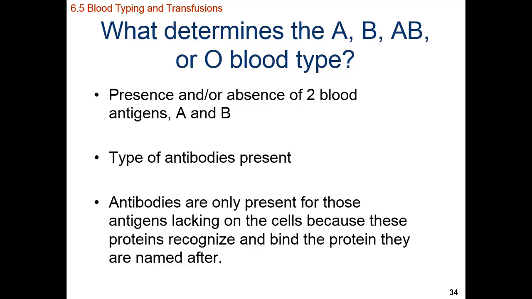If they have type O blood, they are lacking the A antigen and the B antigen, so they are going to have antibodies that will attack either A or B or AB blood. Generally speaking, we as individuals only have antibodies that will attack antigens that are not present on our blood cells. So if I have all the antigens on my blood cell, I won't have any of the antibodies. If I have none of the antigens on my blood cell, I'll have all of the antibodies.